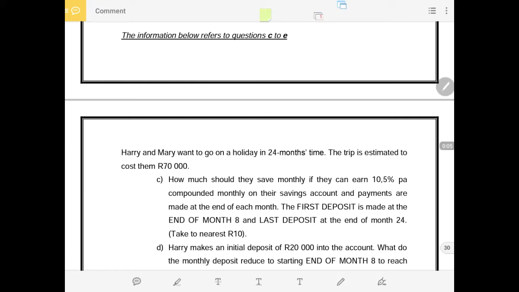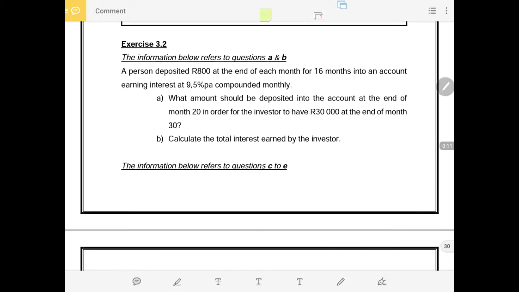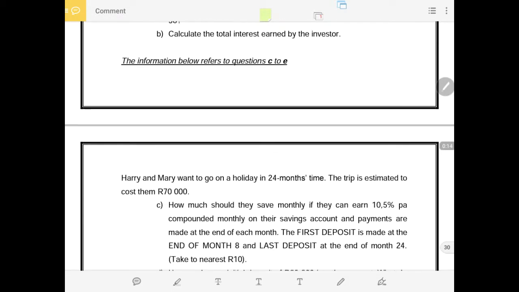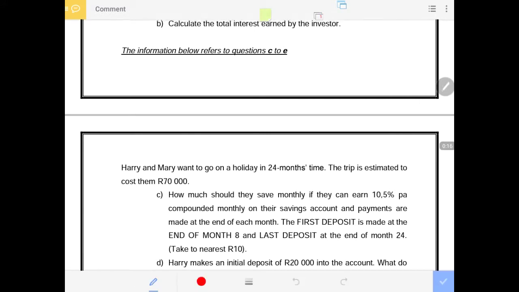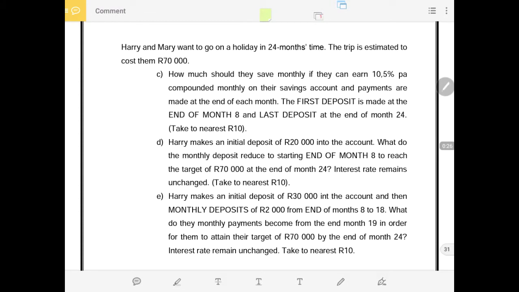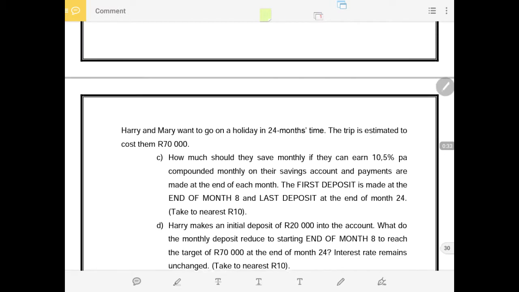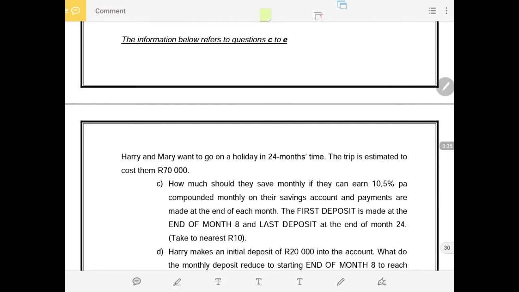This question is the continuation of exercise 3.2 that I've explained in the previous recording. And now the information below refers to questions C to E, which I can classify as a long question, but it's not a very long question. It's just that there are different scenarios that come from the same information. It's just a built-up question.